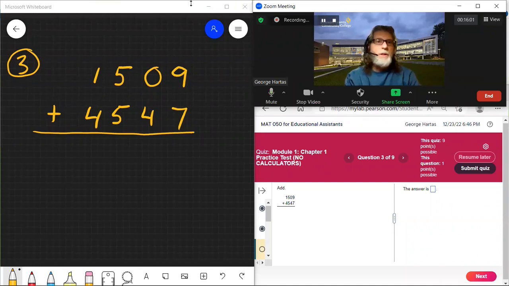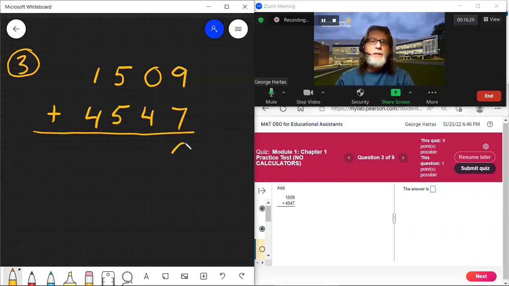Question 3. They want us to add 1,509 to 4,547. When we're doing addition, we always start with the rightmost digits, the ones column. So 9 plus 7 is 16. And we can only fit one digit in each column. So what you're going to do is put the right-hand digit here and then carry the left-hand digit over to the next column. 9 plus 7 is 16.